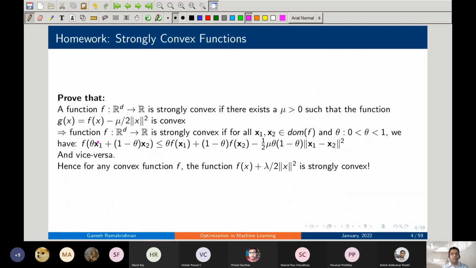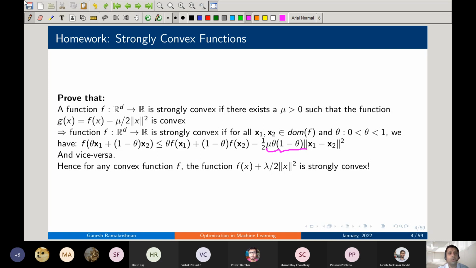Let's move on. There was another question I'd asked. If you could show how, if you have a function to be strongly convex defined as the function minus mu by 2 norm x square to be convex, then it's the same as saying that f is strongly convex if, along with this inequality where the function of the convex combination is less than or equal to the convex combination of the function values, you're saying it's less than it by some margin. This is a margin, right?